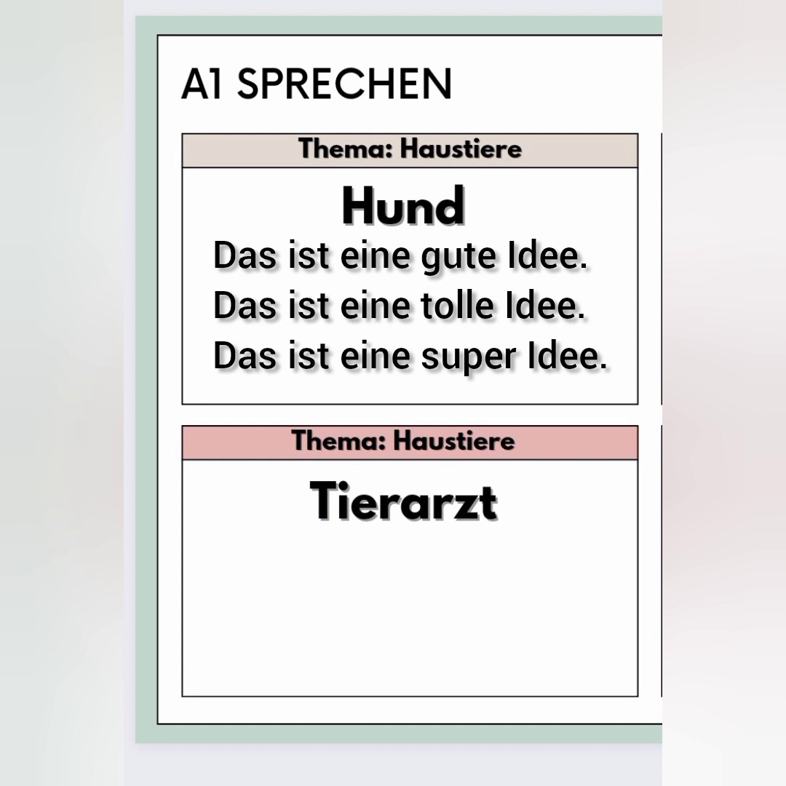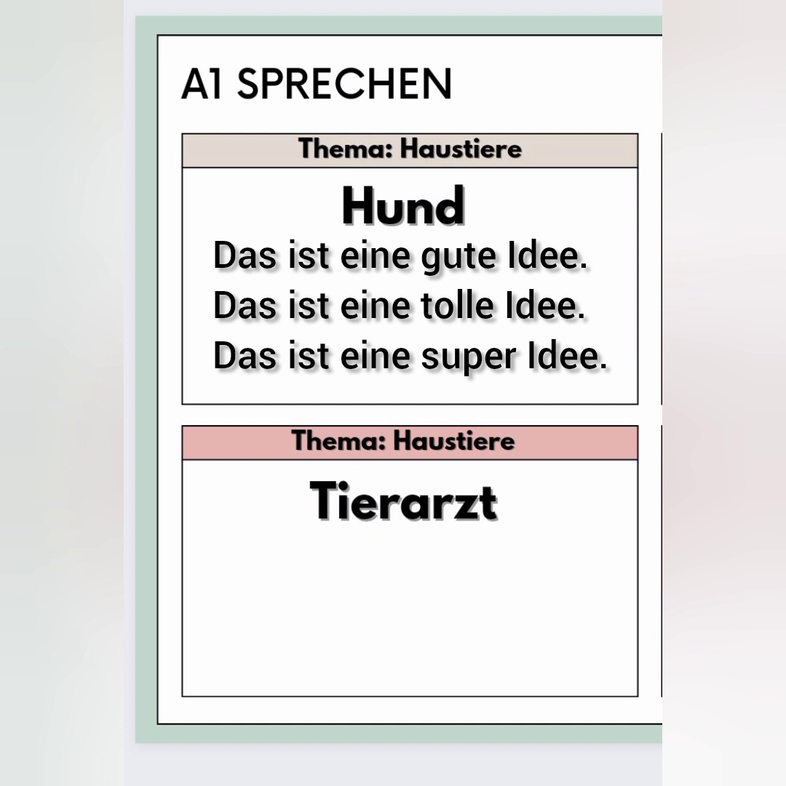Now, if you don't want to sound common with gute Idee, you could go ahead and use some other adjectives, like, Das ist eine tolle Idee. That is a wonderful idea, right? Or, Das ist eine super Idee. That is still again meaning a nice idea, good idea, wonderful idea, a super idea, etc.